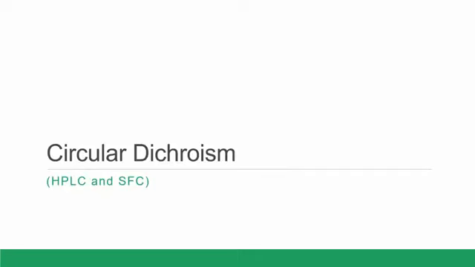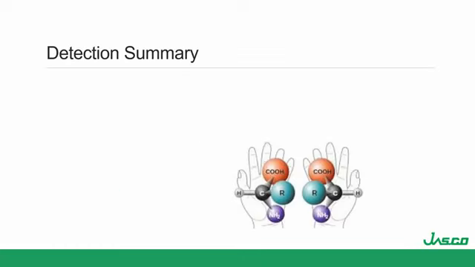So first up, circular dichroism. This detector can be used for both HPLC and SFC. And as you know from the previous slide, a high pressure flow cell has been created for this detector. So, the detection summary. Circular dichroism detection offers high sensitivity for chiral compounds.